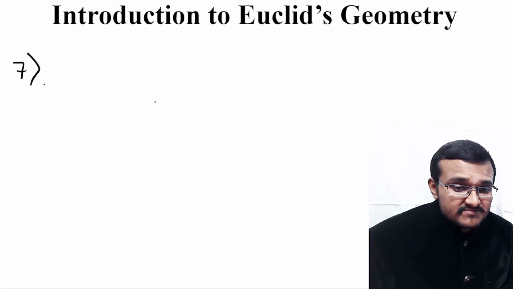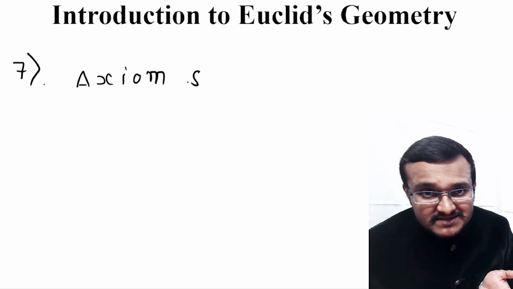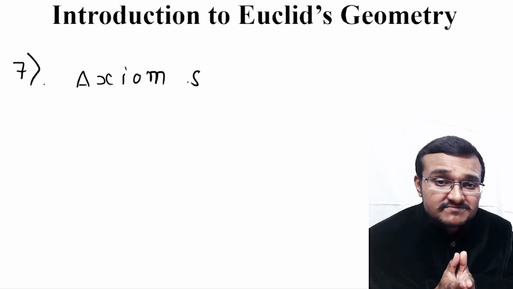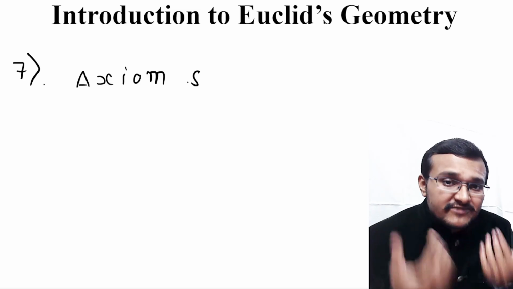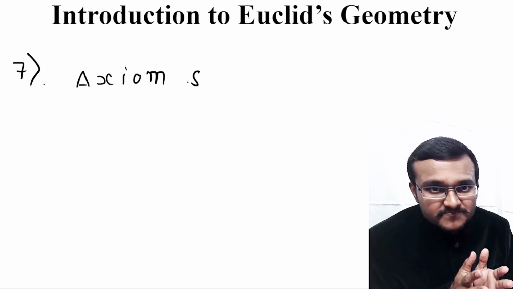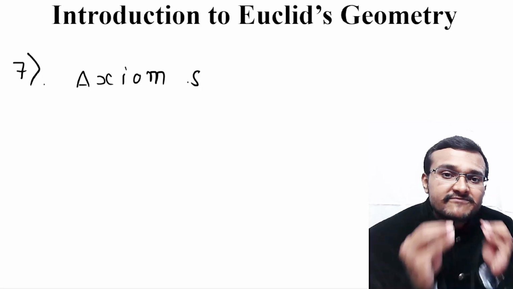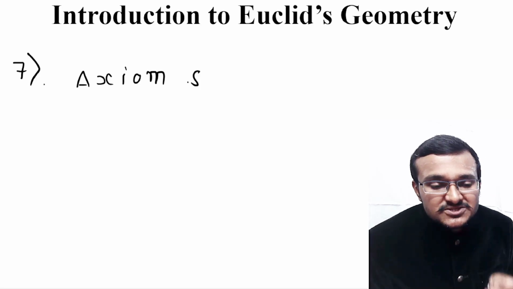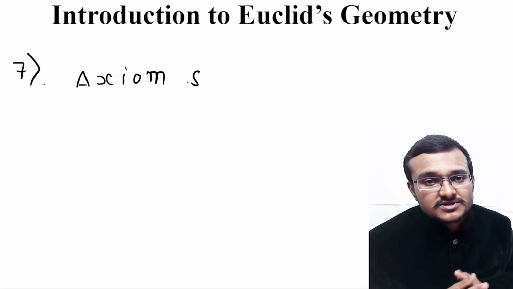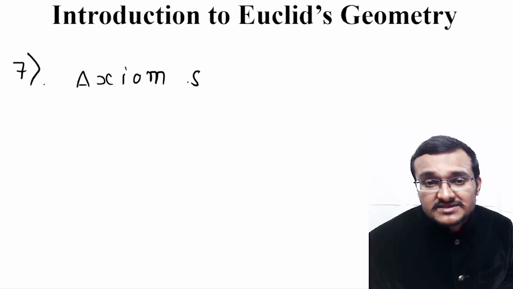Coming to the seventh question, why is axiom five in Euclid's axioms a universal truth? Because axiom five in Euclid's axioms is true for everyone in this world, and wherever in this world you go, the axiom holds good. That's why it is known as universal truth. This is the simple explanation you have to give for this seventh question.